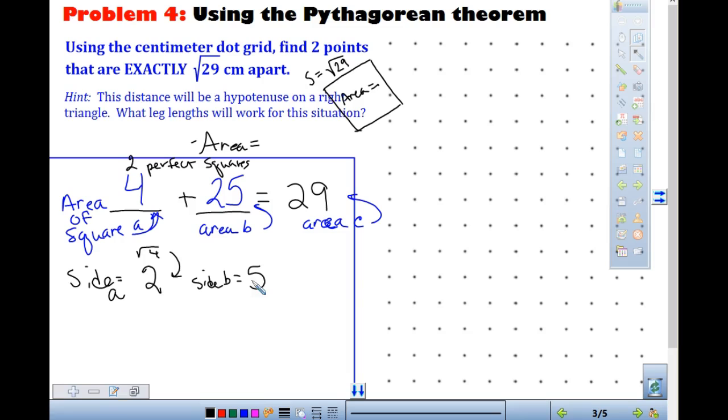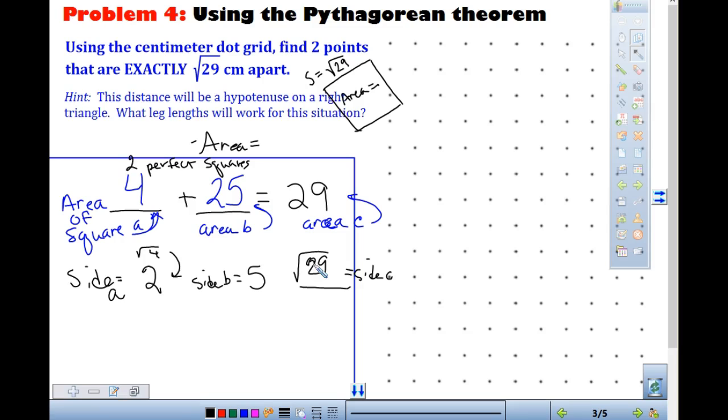And what is side C going to equal? If it's 29, we take the square root of 29. Is that a nice number? No, it's irrational, right? And it's not one of our perfects. So we're going to leave it, square root 29. We're not going to change that.